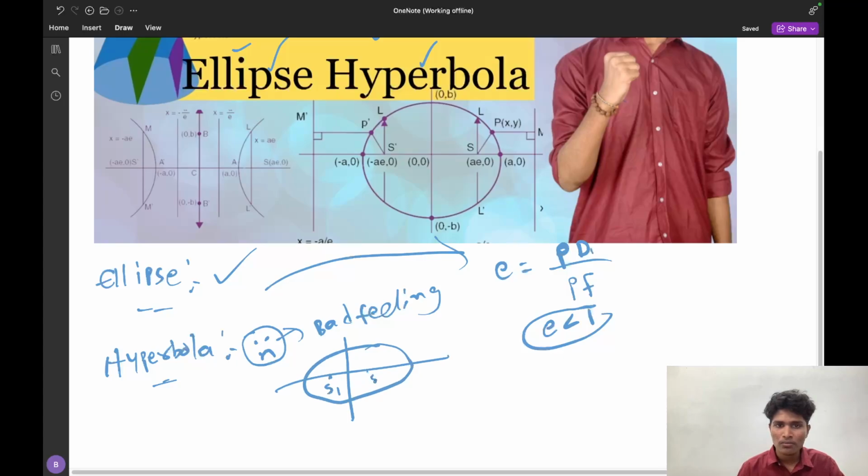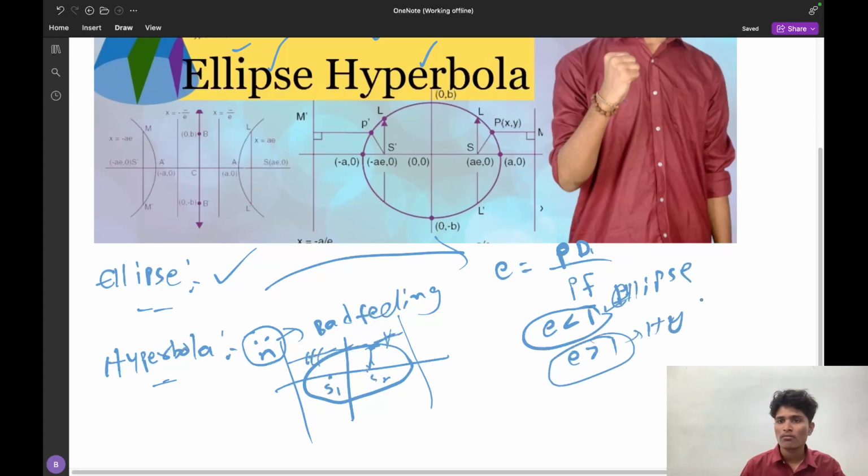There are two focuses, S1 and S2, and these are the directrix. If this is a point, I take the ratio of its distances. If this ratio is less than 1, then it is called an ellipse, and if it is greater than 1, then it is called a hyperbola. So up to now you have to understand this one only.